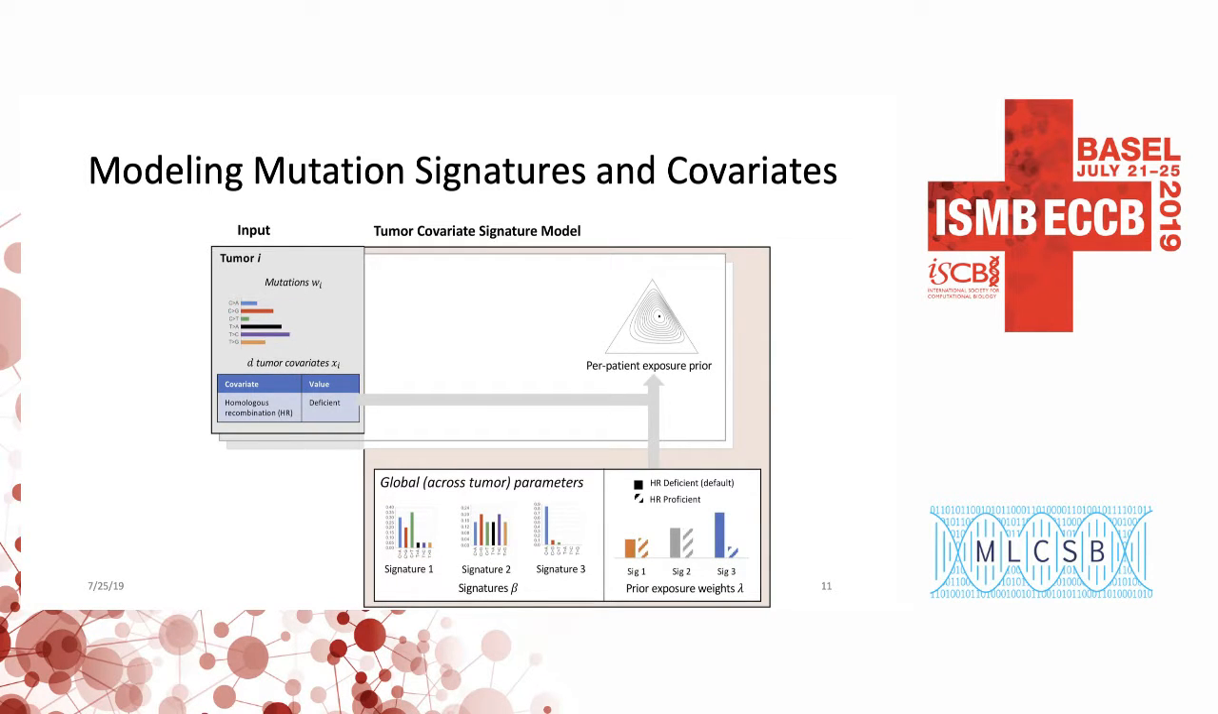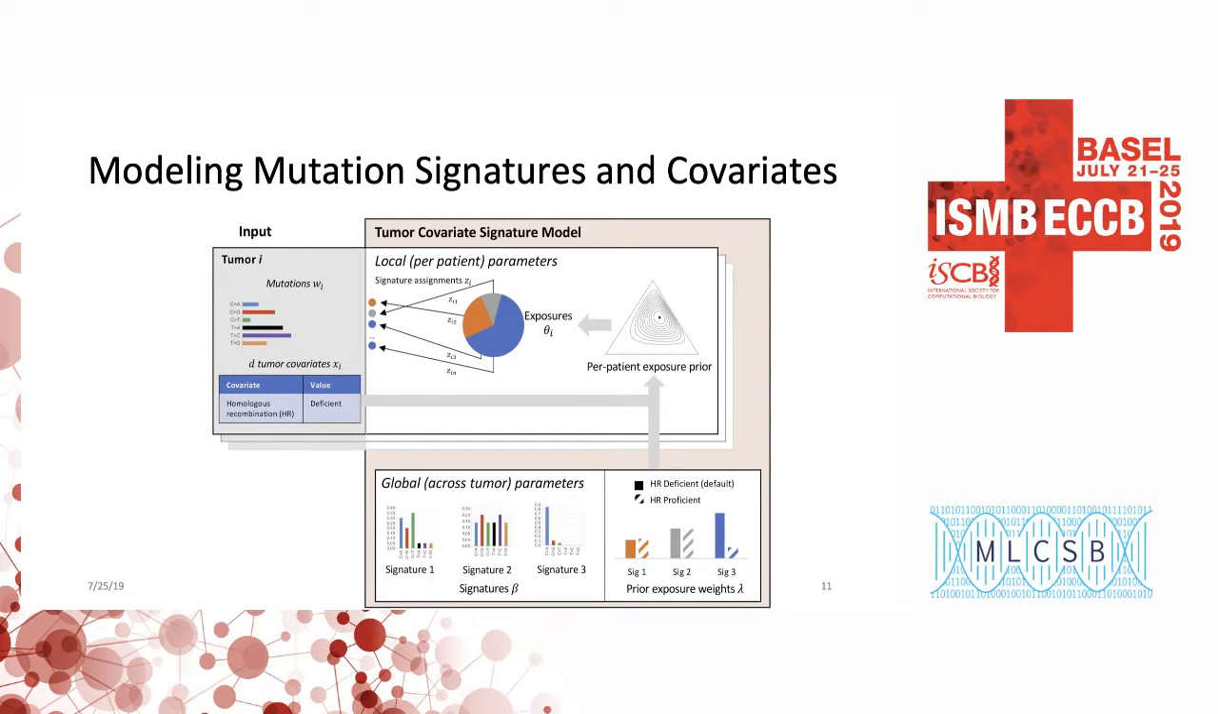Now when we want to take these mutations and understand which signatures cause them, we use this very informative prior based off of the combination of the values for the covariates and the prior exposure weights that we've learned. And that provides us with, as I'll show later, more accurate exposures.